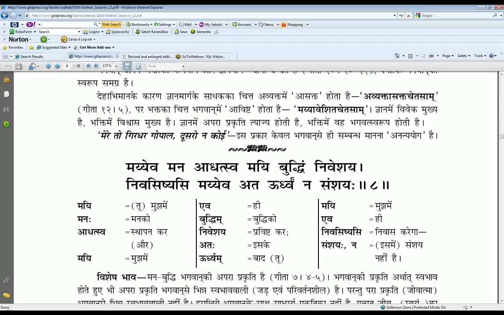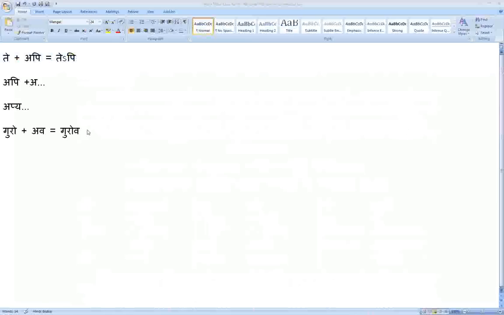Just to make it clear on the other screen, we have Eva and Ataha. So when you do Eva plus Ataha, now between the va, this a which is here, and this a, it should become evataha. Should have become evataha. But this sandhi has not been done.